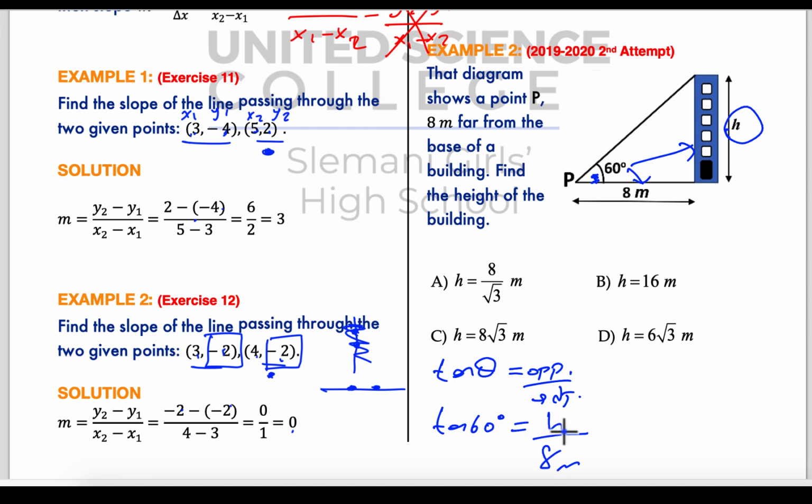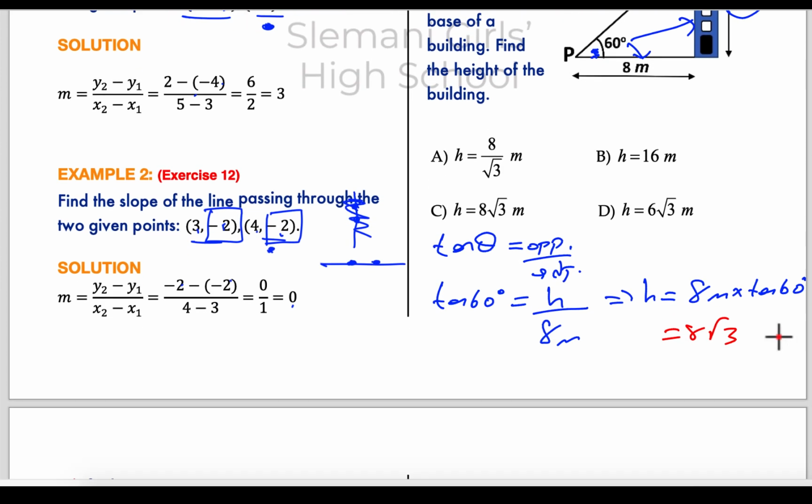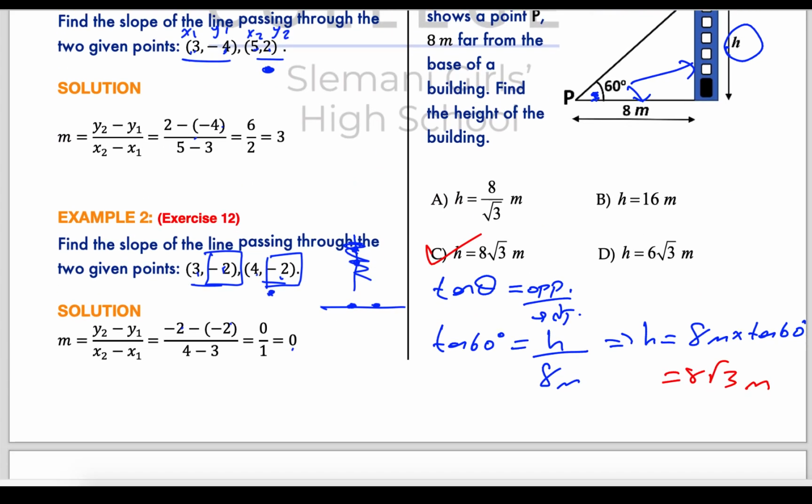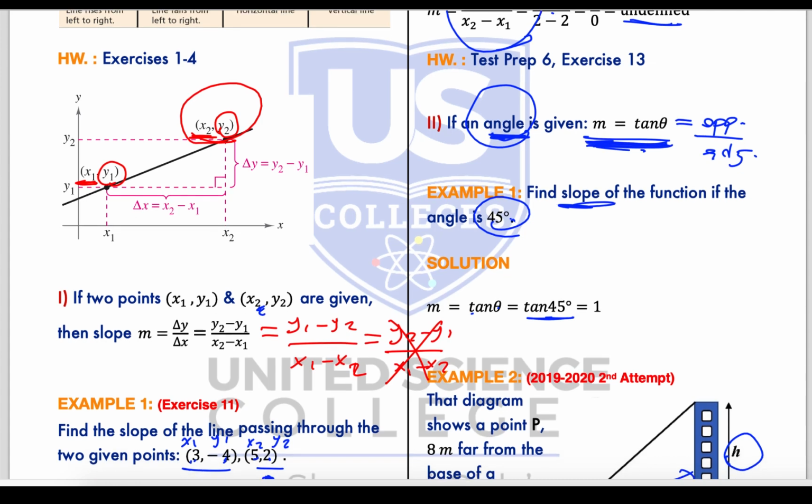I need h alone, so let's cross multiply. h is equal to 8 meters multiplied by tangent 60. What is tangent 60? You just use your calculator. It will be square root of 3. So 8 square root of 3 meters will be our answer. Alright. It's a different question, but it uses that idea.